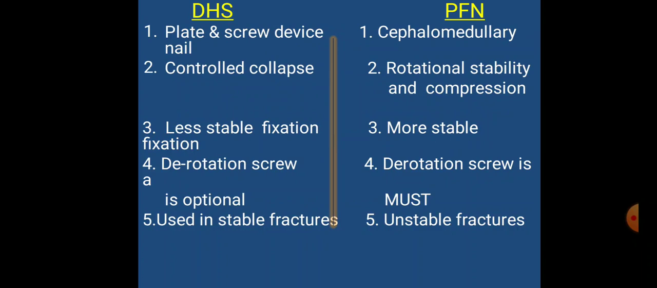There are certain advantages of PFN over DHS. We can see that DHS is a plate and screw device, whereas PFN is cephalomedullary. In DHS the principle is controlled collapse, whereas PFN provides rotational stability and compression stability. DHS is less stable and fixation is not much in DHS, whereas PFN is more stable. In DHS there is an option for a derotational screw, but in PFN the derotational screw is a must. DHS is used in stable fractures and PFN is used in unstable fractures.